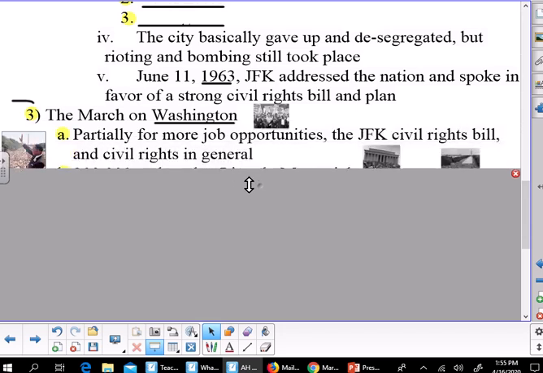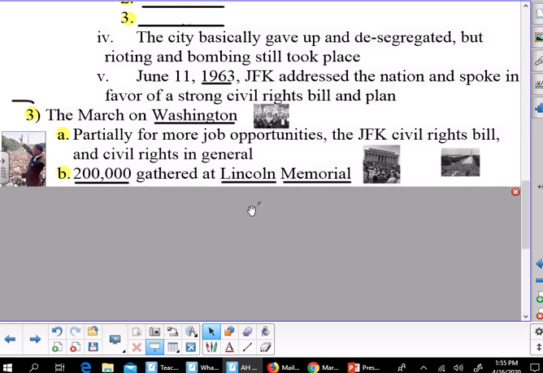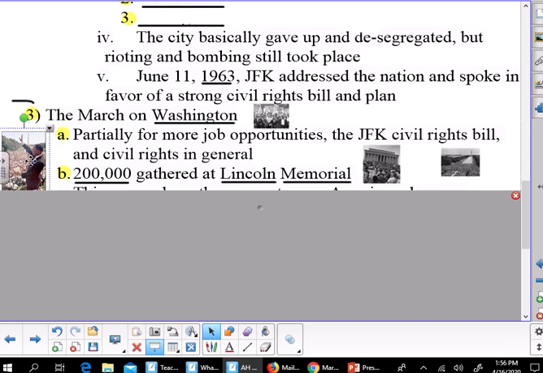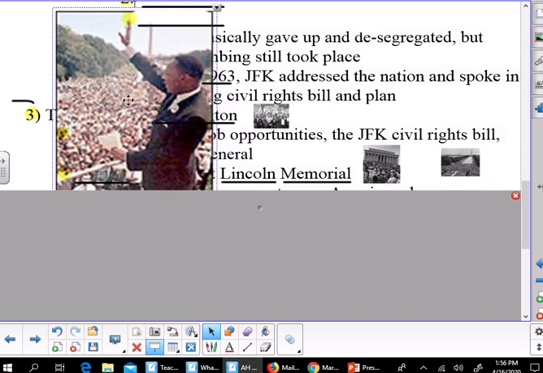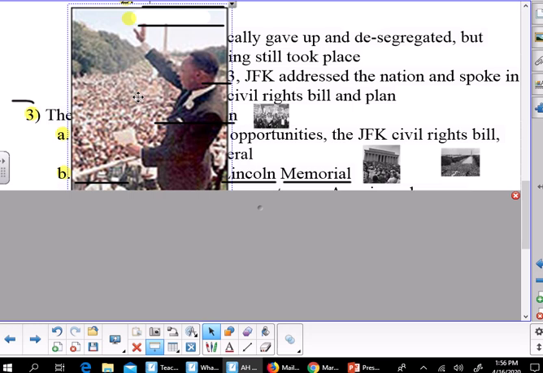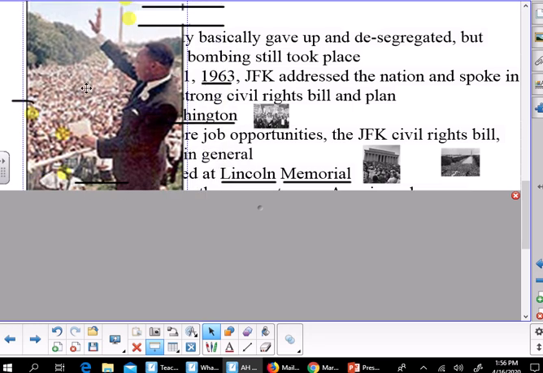It's partially for job opportunities, partially for the Civil Rights Bill, and partially for strong visibility for civil rights in general. And this March on Washington is a huge milestone moment where you have at least 200,000, sometimes you'll see the number 250,000, gather in front of the Lincoln Memorial to hear a series of speakers. Let me tell you, you do not want to follow this speaker, of course, Dr. King. You don't want to follow him because he is going to deliver one of the most famous speeches in American history, the I Have a Dream speech.